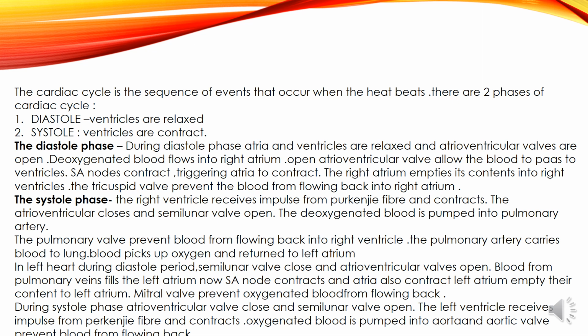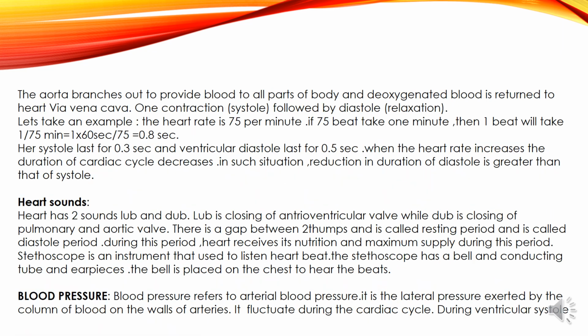The left ventricle receives impulse from the Purkinje fibers and contracts. Oxygenated blood is pumped into the aorta, and the aortic valve prevents blood from flowing back. So the valve has that mechanism that it prevents backflow of the blood. Once it comes in, it never goes back. The aorta branches out to provide blood to all parts of the body, and deoxygenated blood is returned to the heart via the vena cava.